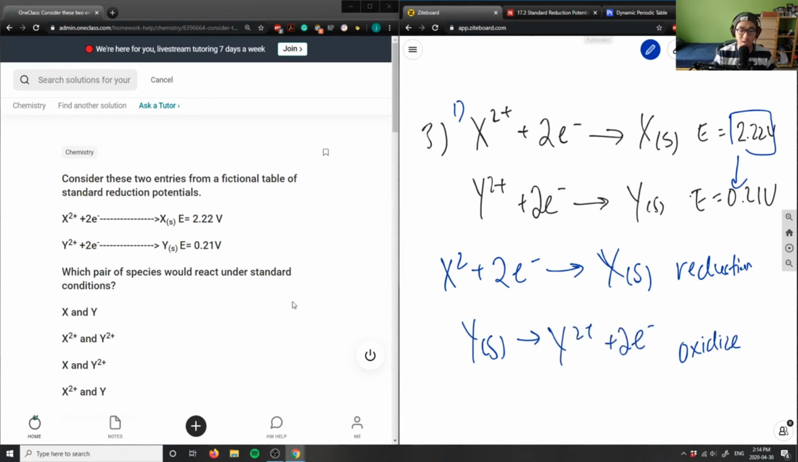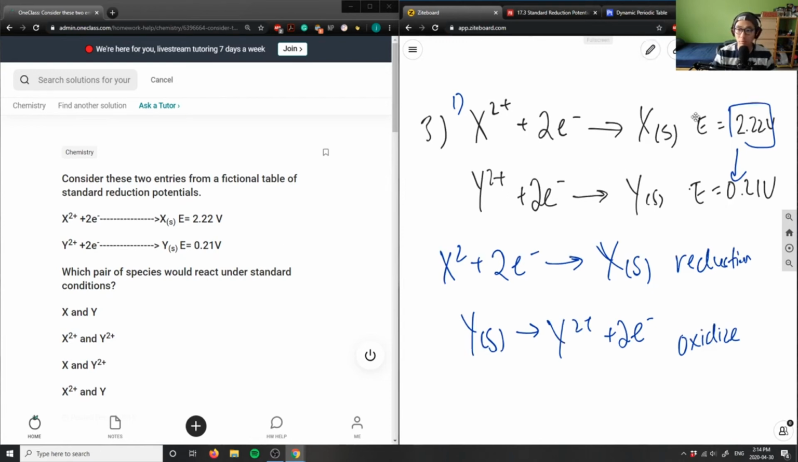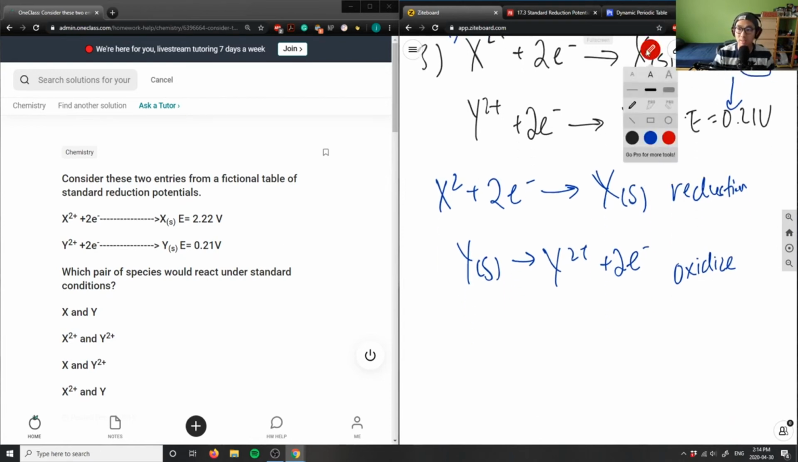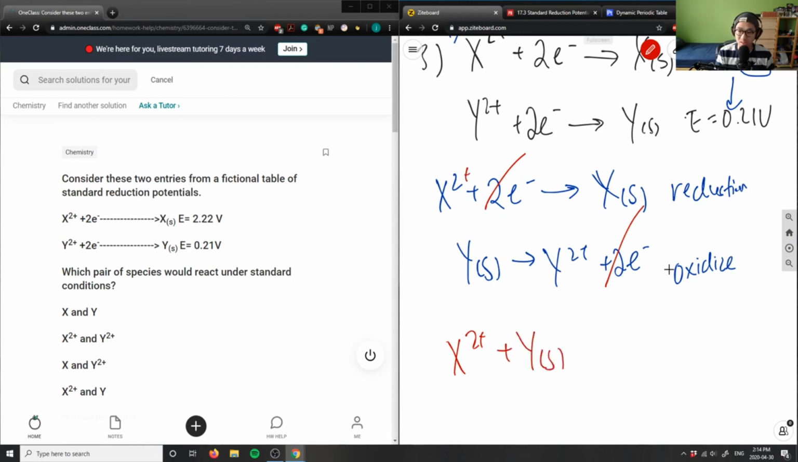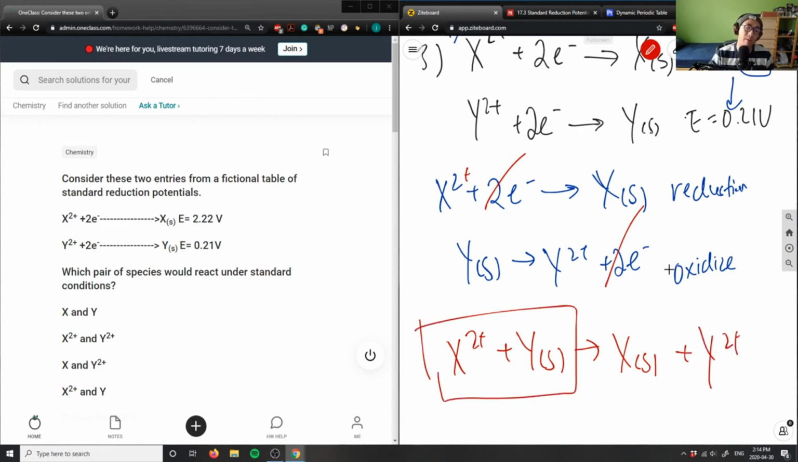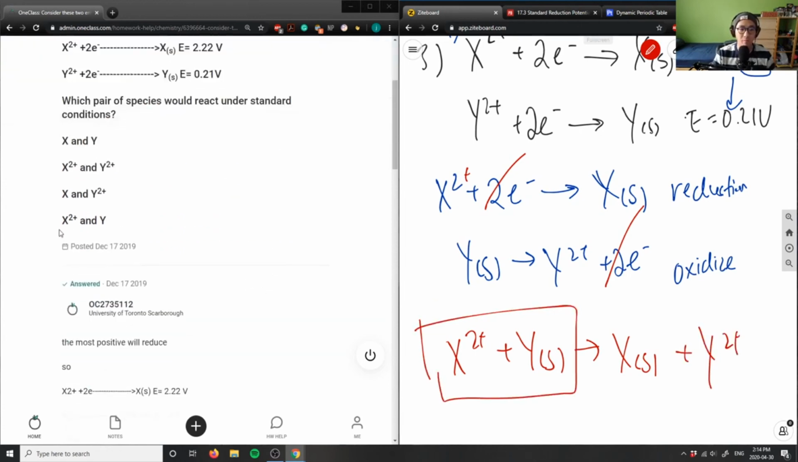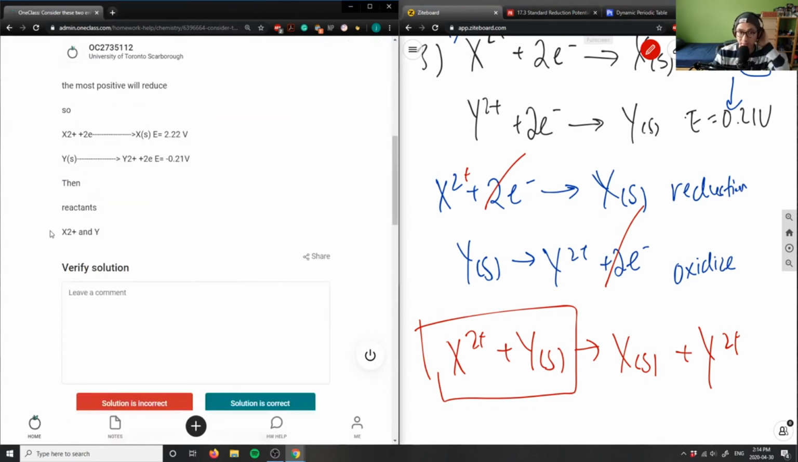So which species will react together? I can basically cross these guys out to form my net ionic equation, which is X2 plus plus Y solid gives me X solid plus Y2 plus. So these 2 guys here are going to be my reactants, or pairs of species that will react. So X2 plus and Y here is the correct answer.